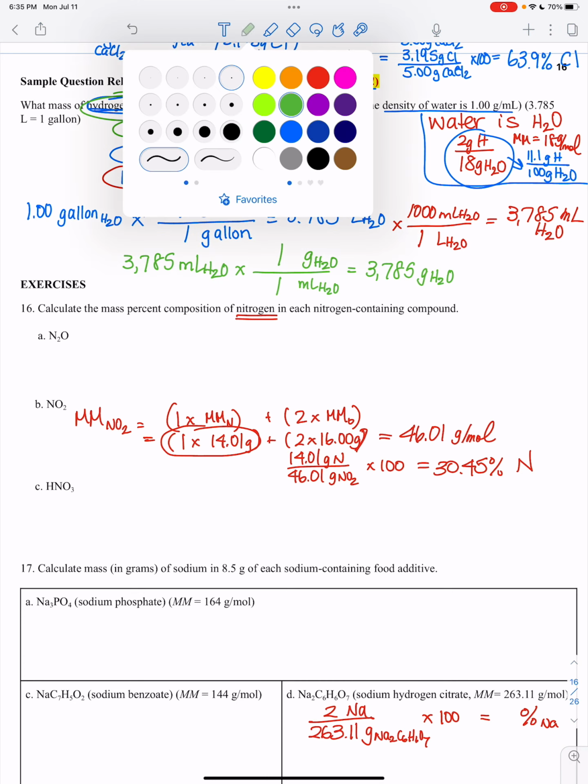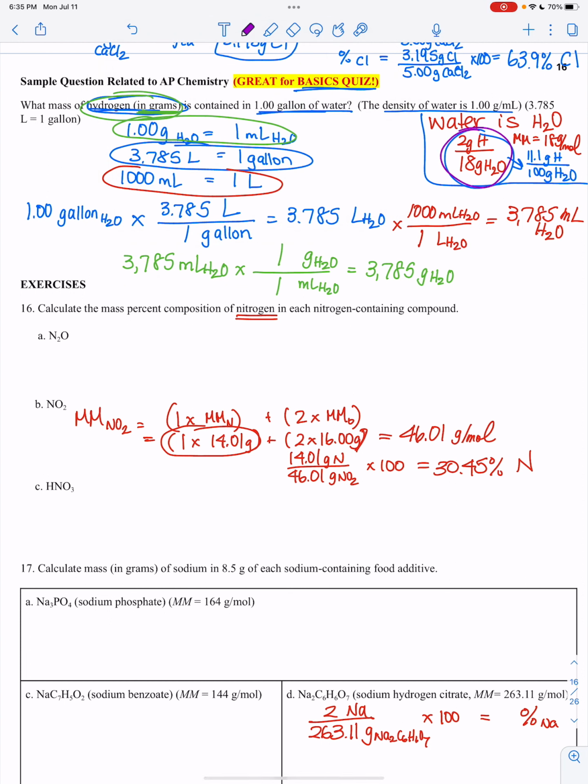I want grams of hydrogen. Well, I'm going to use one more color here, purple. What's very nice is I have this beautiful conversion factor. For every 18 grams of H2O, there are 2 grams of hydrogen. So I'm going to use this in my conversion factor here: 2 grams of hydrogen for every 18 grams of H2O. And this is going to land me at my correct answer of 423.92 grams of H. 423.92 grams.